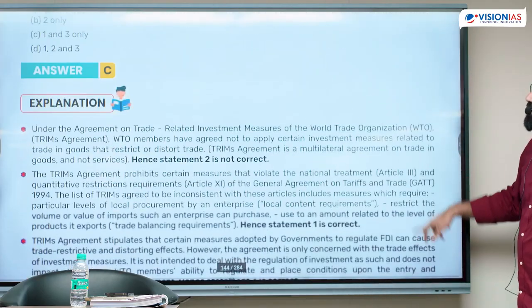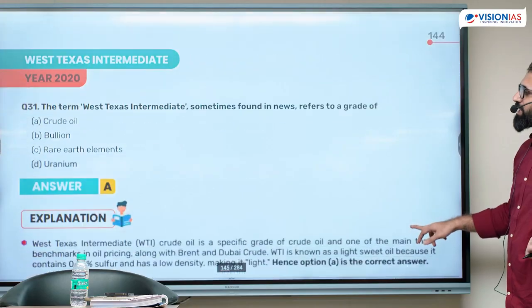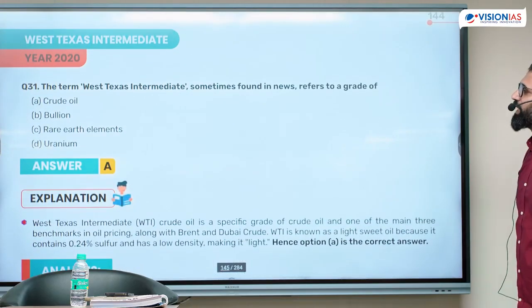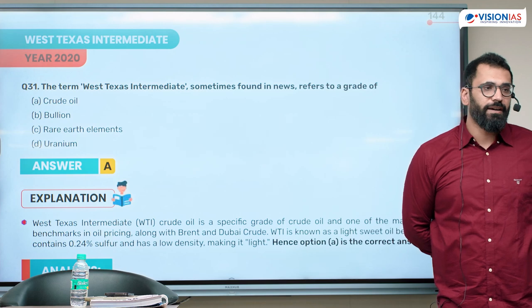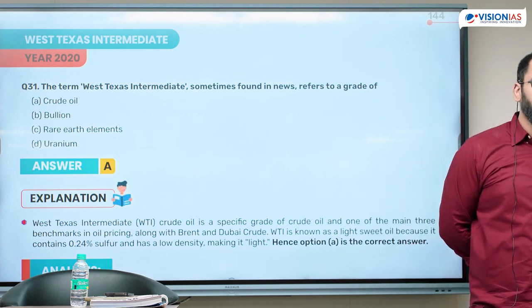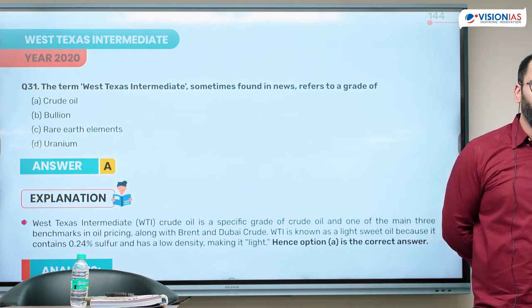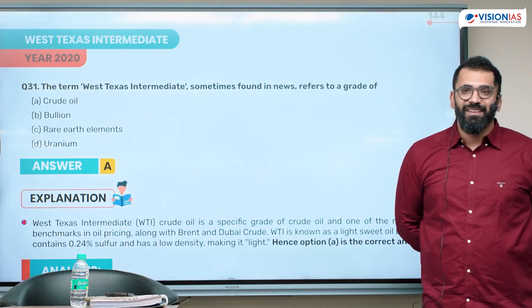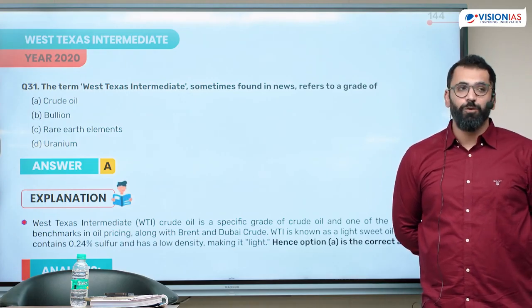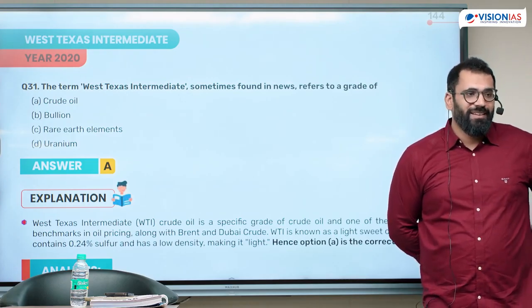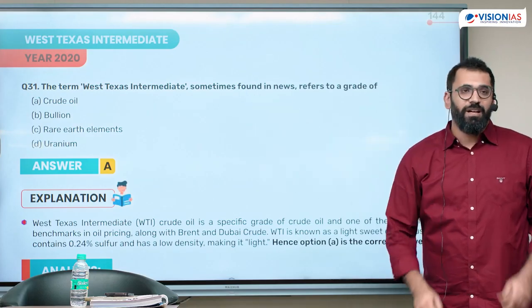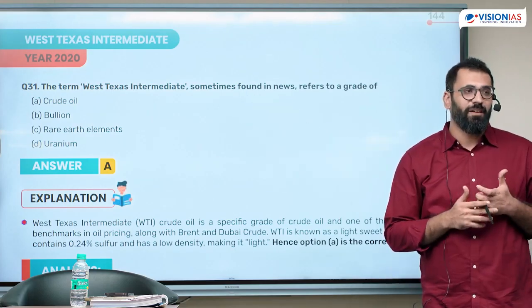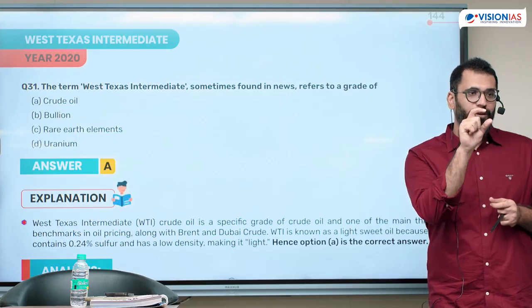Domestic content requirement is also a violation of TRIMS. This was the India-US case. The term West Texas Intermediate, sometimes found in the news, refers to a grade of crude oil. You've heard of Brent? What is Brent? Brent crude oil is from? Brent crude comes from Russia? ये तो नाम में ही पता चल गया कहाँ से आता है. What are these? For example, Brent crude or WTI crude, what are these?